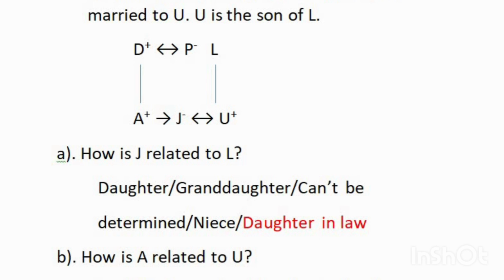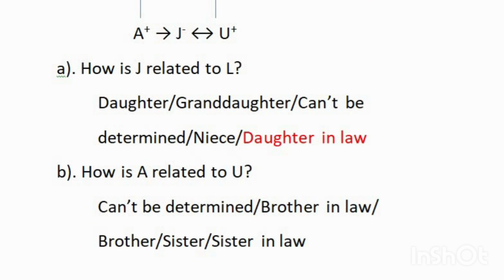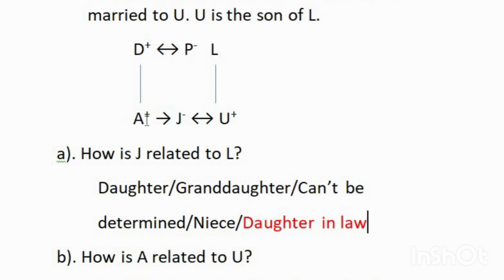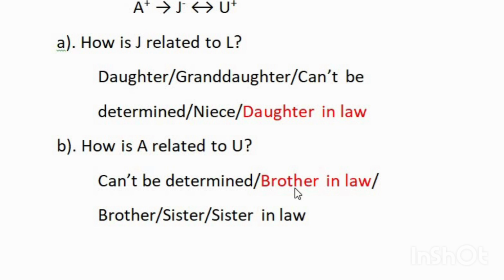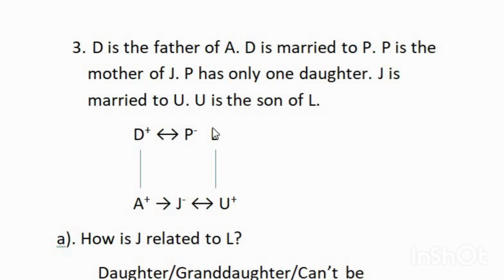Now, going to the second question, how is A related to U? A is the brother-in-law of U because J's brother is A and J's husband is U. Therefore, A definitely will be the brother-in-law of U. So, second option is the answer. This question is also from IBPS PO 2015 prelims. I'm sure you all got the correct answers.